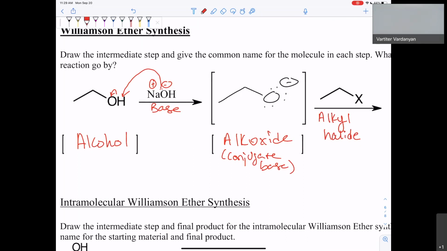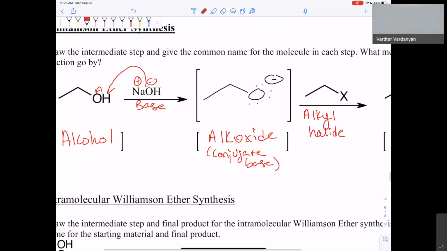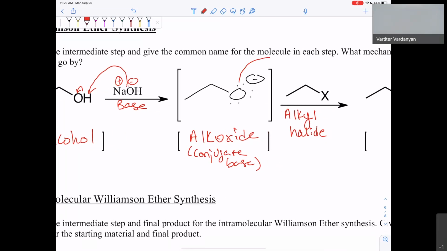Cool. So I want you to repeat after me. Anything with a negative charge. Whoa, I said repeat after me. But yes, you're right. Anything with a negative charge is a base or a nucleophile. So in this example, it's going to attack this carbon and kick off our halogen. Yes, anything with a negative charge is going to be a base or a nucleophile.